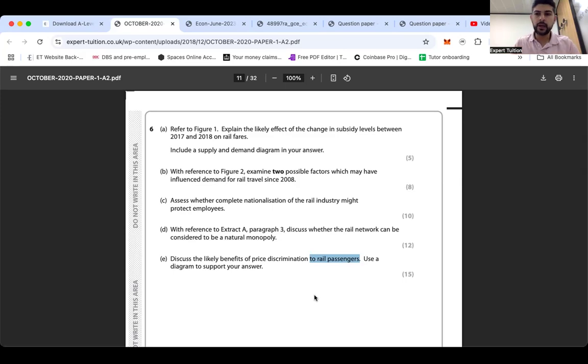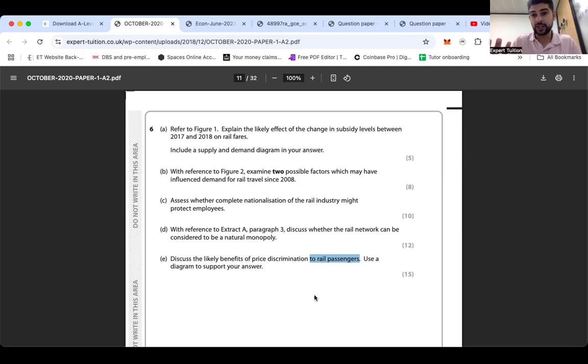So why is that good for them? It means that it becomes more affordable. Allocative efficiency increases. It means that people who may potentially have not been able to afford it, maybe like low-income households, now can afford to go on the train. Great. That's the analysis.